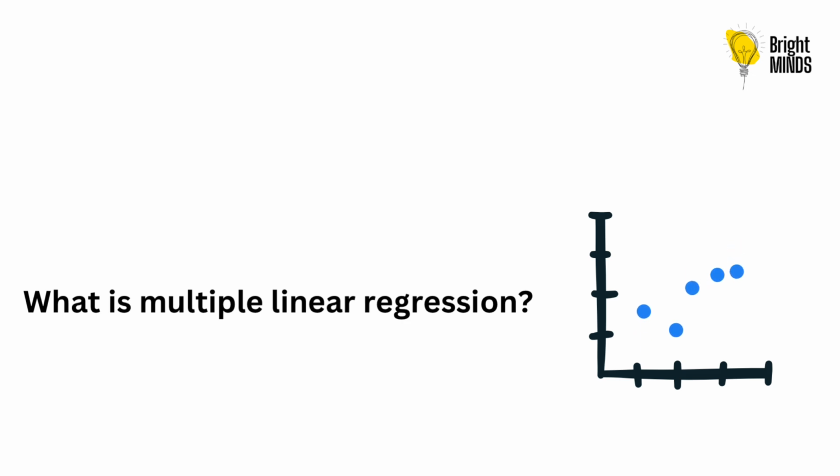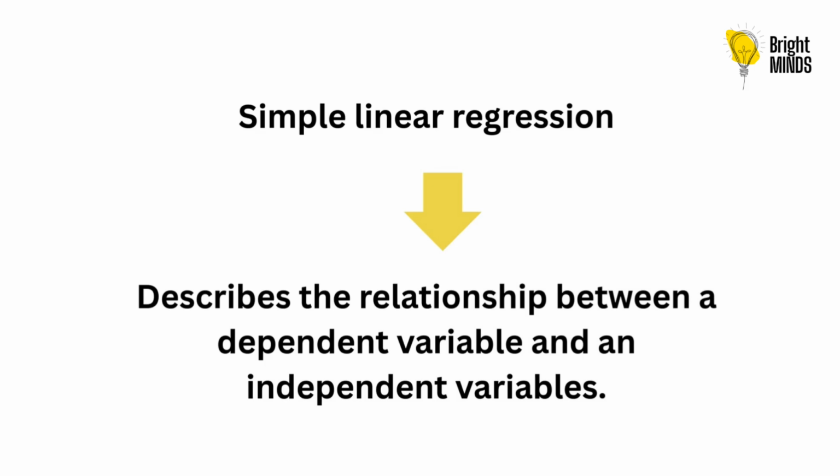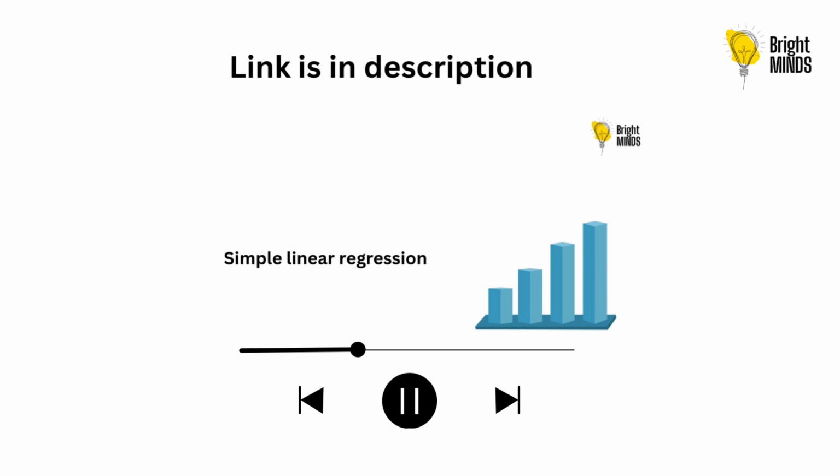So let's get started. In our previous video, we covered the basics of simple linear regression, where we predicted an outcome using just one input variable. But real-life problems are rarely that simple. That's where multiple linear regression comes in. If you haven't watched our video on simple linear regression, then it's highly recommended to watch it to understand the basics. The link is given in the description.